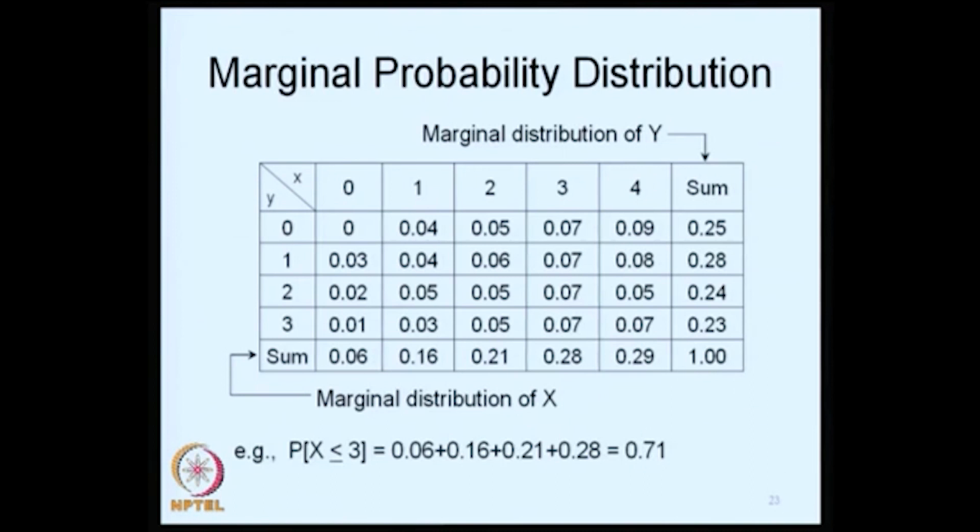So, the difference here is that in the joint probability mass function, we talked about a simultaneous variation of the two variables. For example, we were talking about the probability of x is equal to x and y is equal to y. Whereas, in the marginal probability distribution, we are talking about the probability of a particular variable irrespective of the value that the other random variable takes.